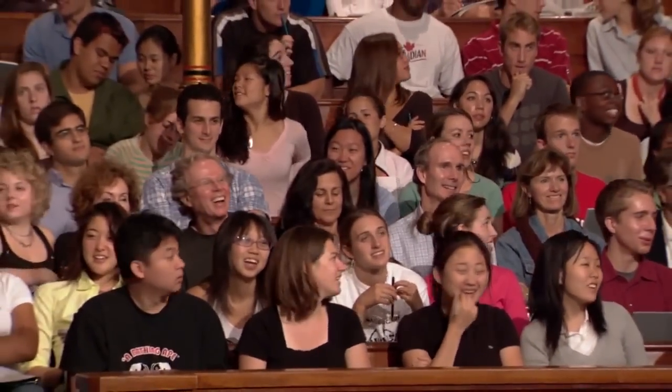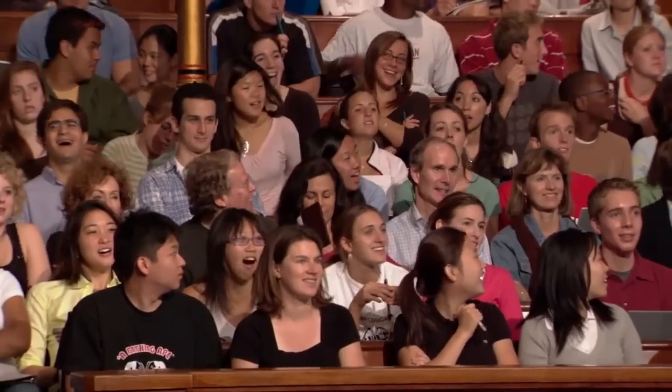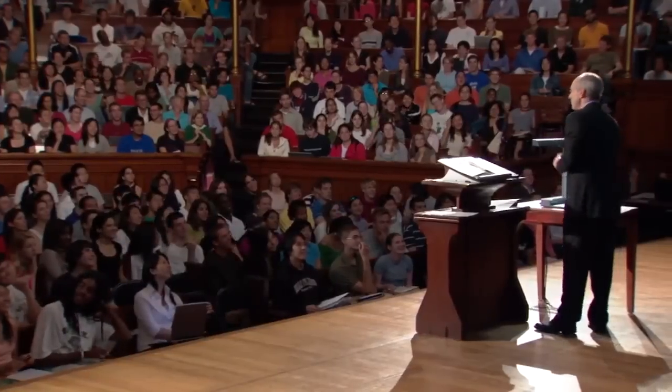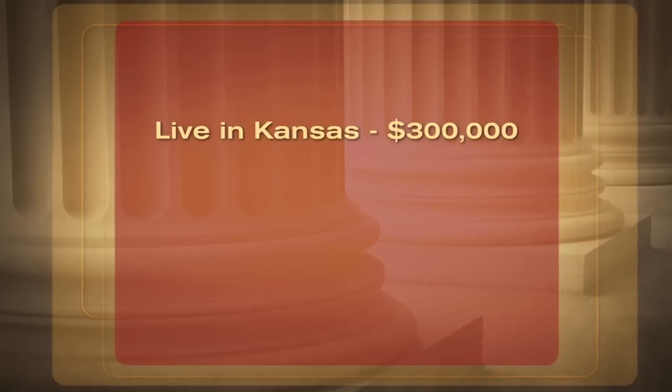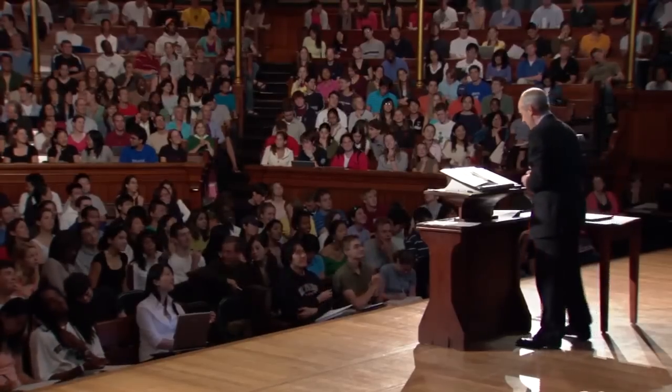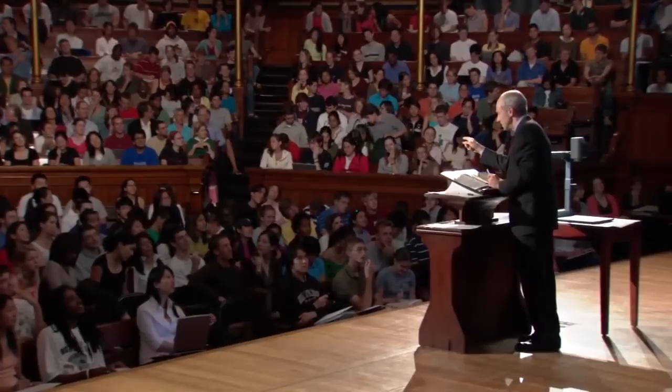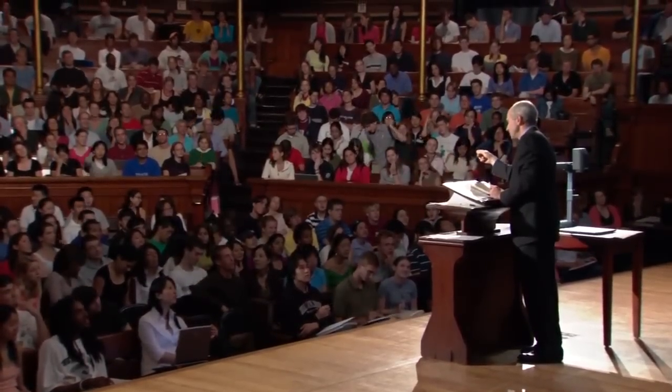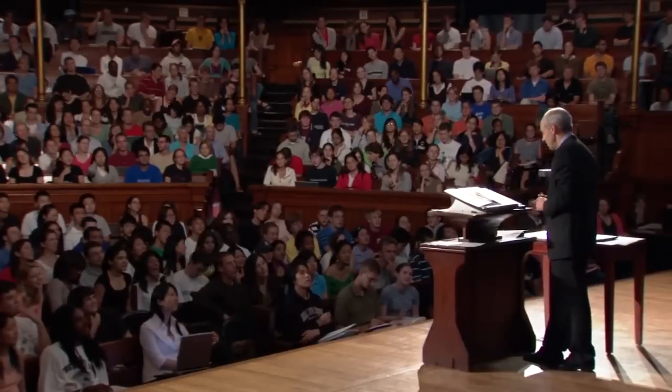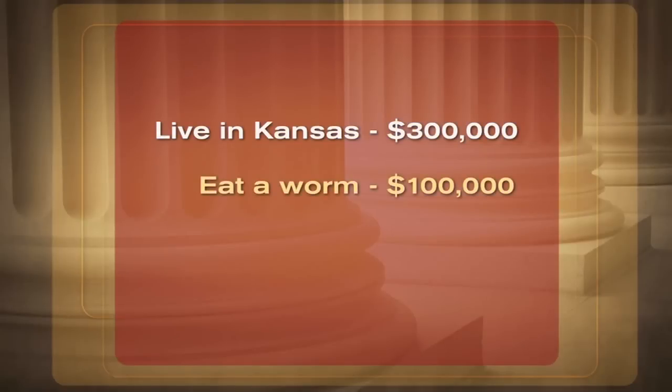Now, what do you suppose was the most expensive item on that list? Kansas? You're right, it was Kansas. For Kansas, people said they'd have to be paid $300,000. What do you think was the next most expensive? Not the cat. Not the tooth. Not the toe. The worm. People said you'd have to pay them $100,000 to eat the worm.